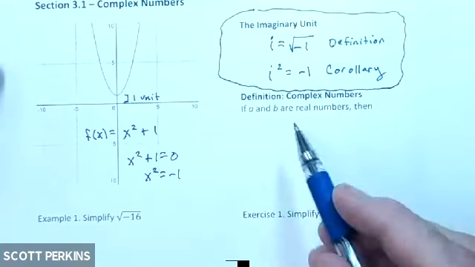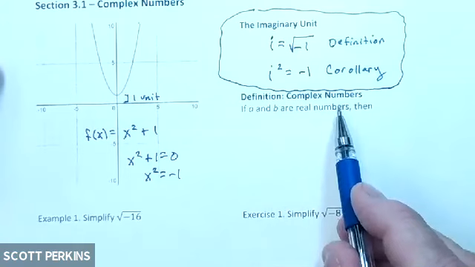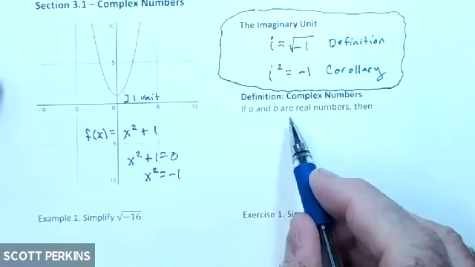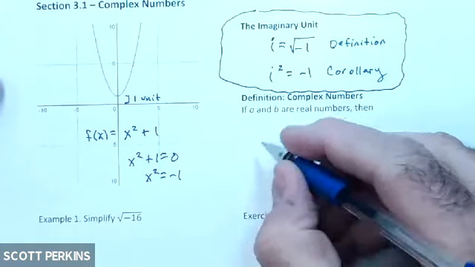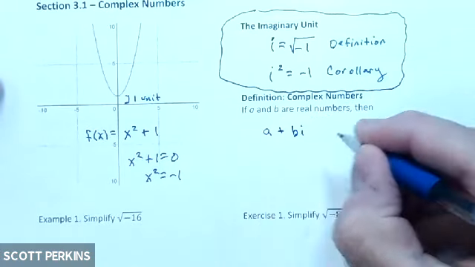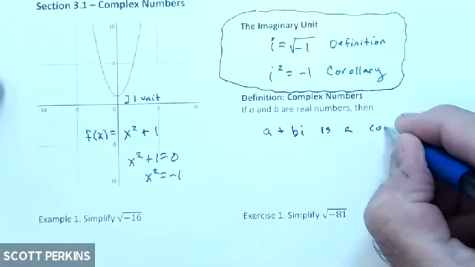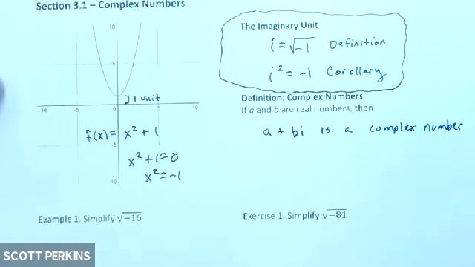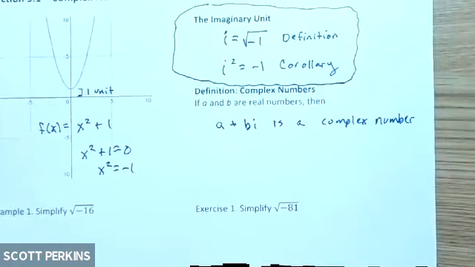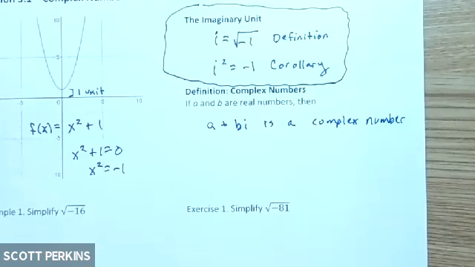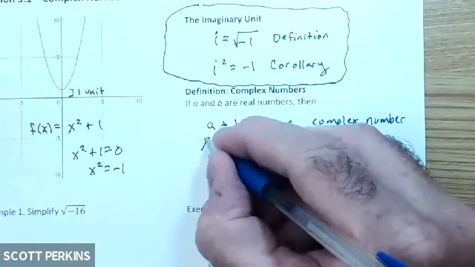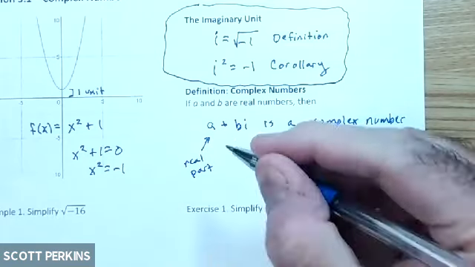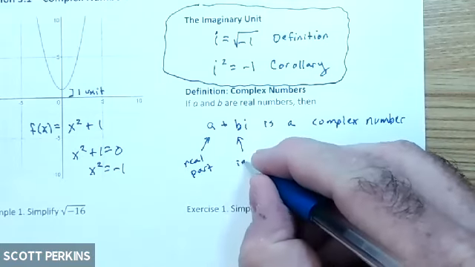All right, so from that, then we get this definition, complex numbers. We're now creating a bigger set of numbers than the real numbers, that if a and b are any real number, then a plus bi is called a complex number. The a term right here, this is the real part of the complex number. And then the bi, that is the imaginary part.